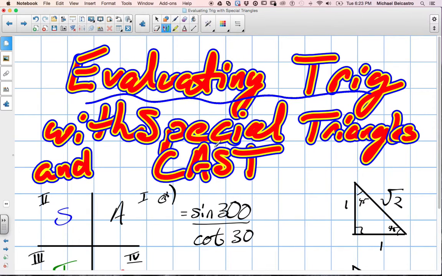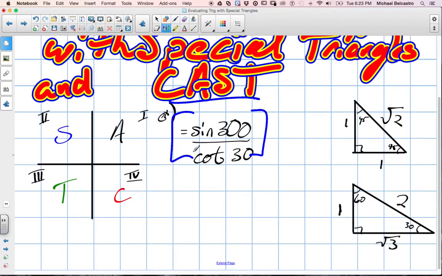We are going to evaluate trig with special triangles and the CAST system. So here's our question, even though I have so much other stuff kind of clogging up the space here. They want us to evaluate sine 300 over cotangent 30, and they want it to be very exact. If I punch this in the calculator, it's going to give me a very repeating decimal.